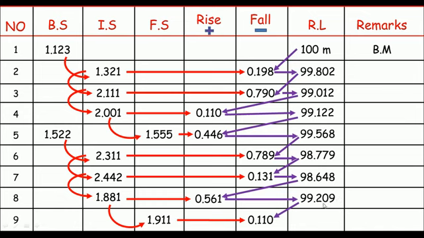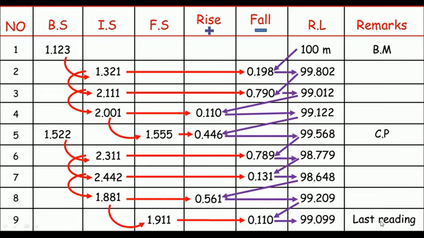So 99.209 minus 0.110 is 99.099. Hey, I just forgot in the remarks the CP or the chain point, and this is just the last reading. Now the calculation of the rise fall table is done.